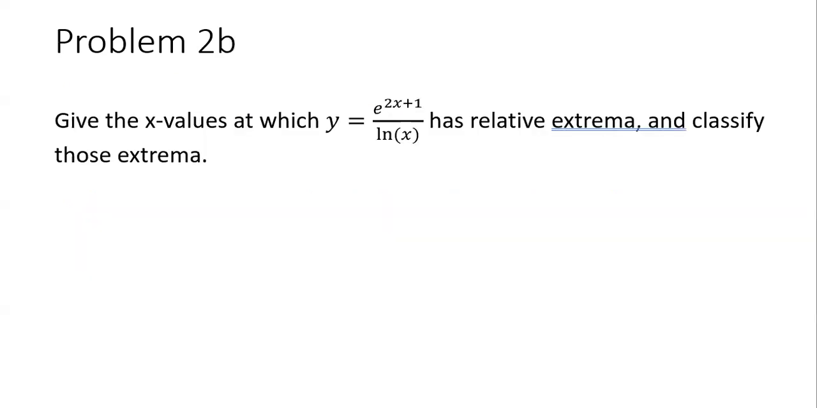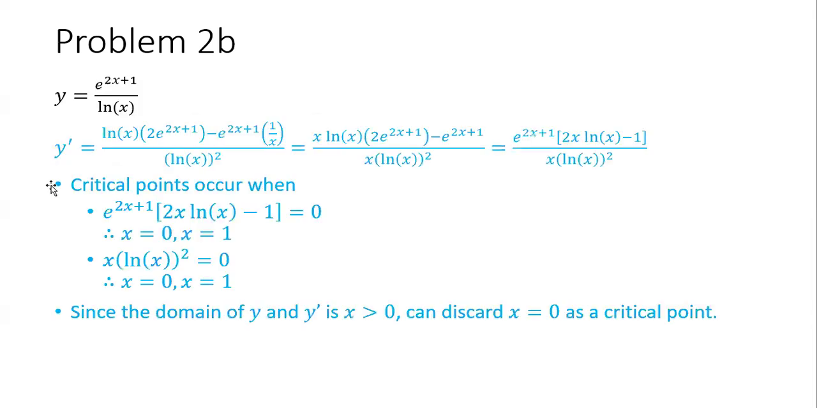All right, 2b. Give the x values at which y has relative extrema and classify those extrema. So go ahead and try this one. We take the derivative of y. Y prime is, we need the quotient rule, so go through this yourself. I'm going to just jump to here. This is what I get for y prime. So critical points occur when the top is 0 and when the bottom is 0 as well. So we get that x is 0 and 1. I'm not going to go through all the algebra. I'm going to assume you know that, all right? So for both the top and bottom, we find x is 0 and 1. So our critical points are just 0 and 1.